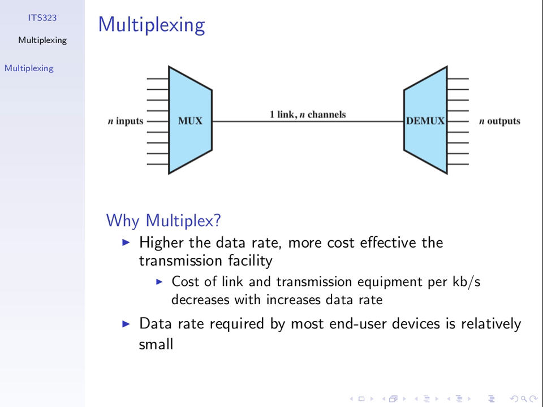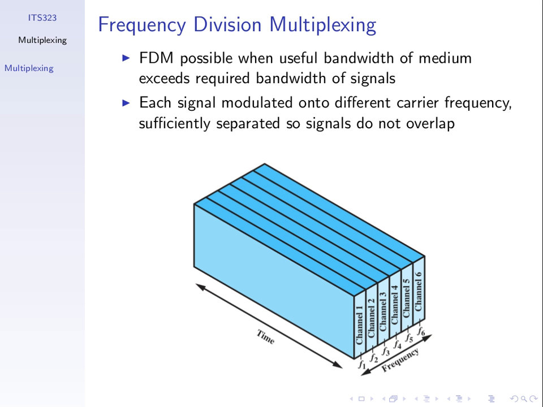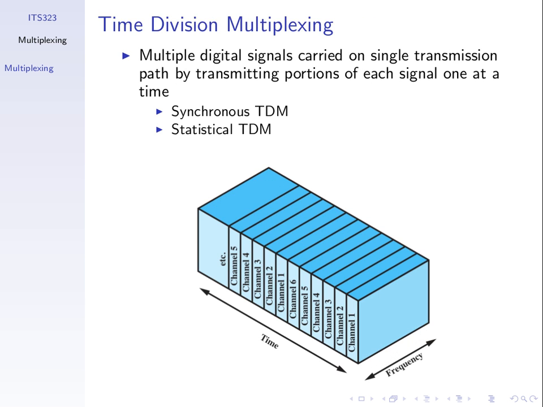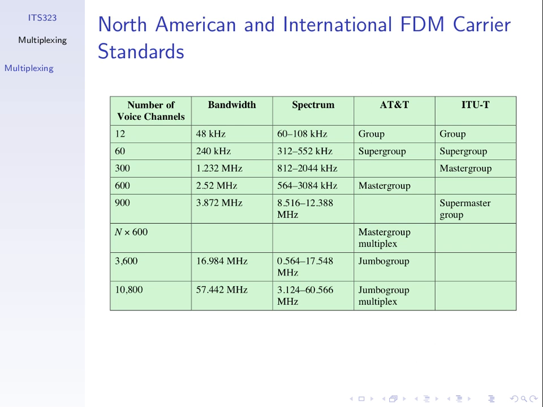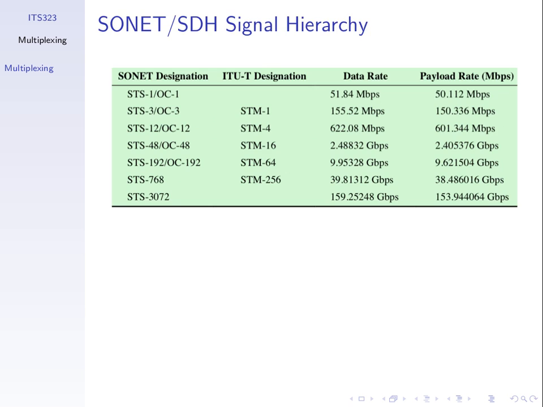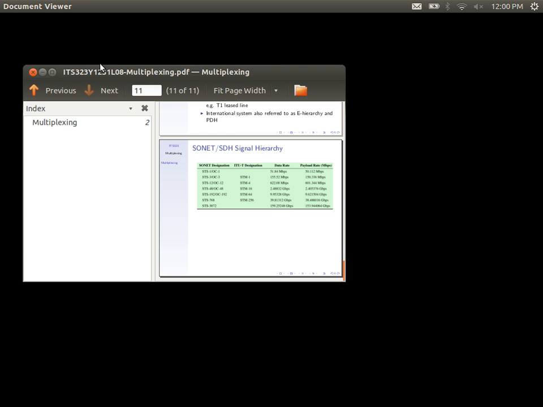There are different ways for doing multiplexing. We're not going to cover them. Frequency division multiplexing, time division multiplexing. And some examples. Done. Next week we'll look at the next topic, circuit switching and packet switching.